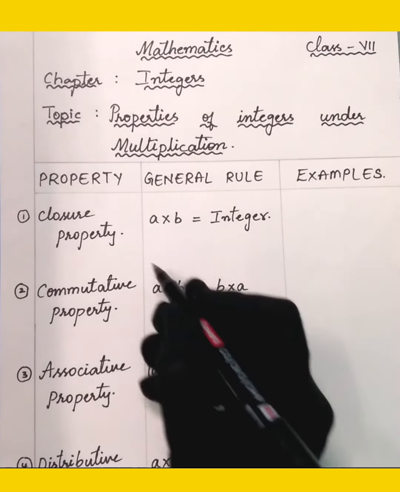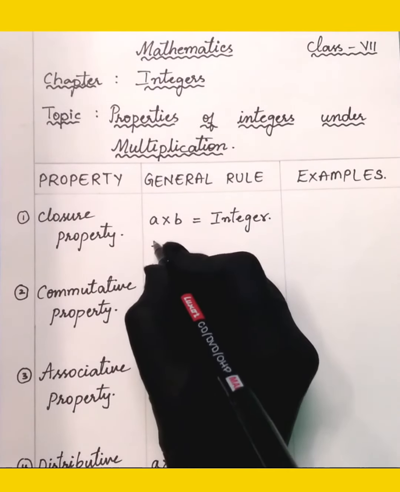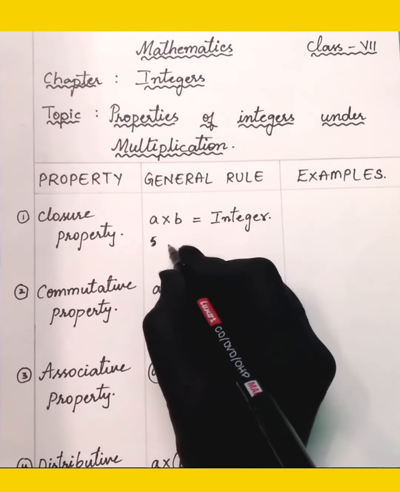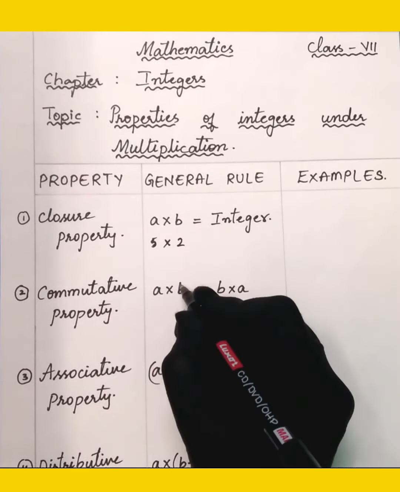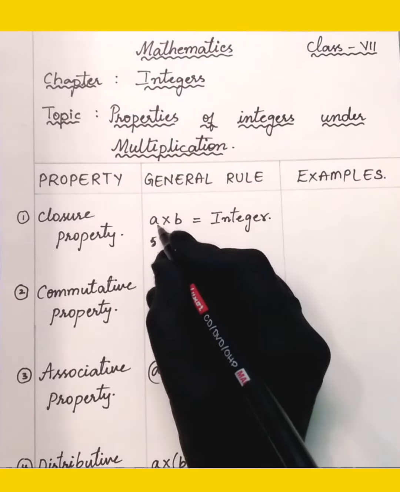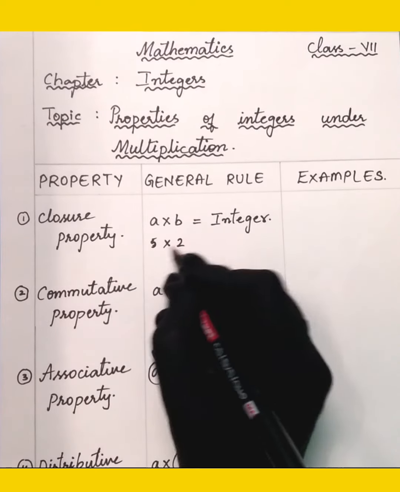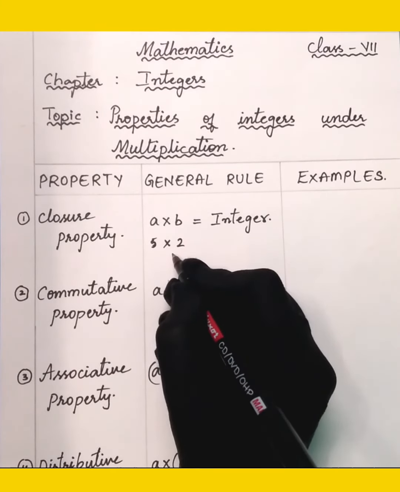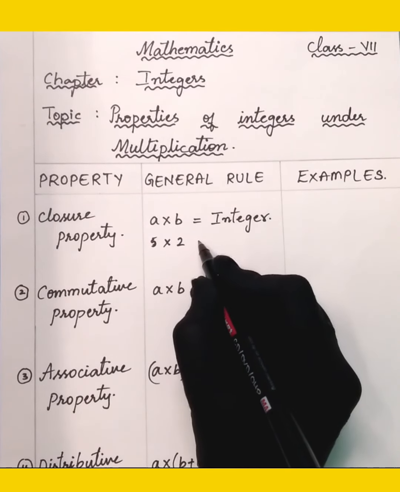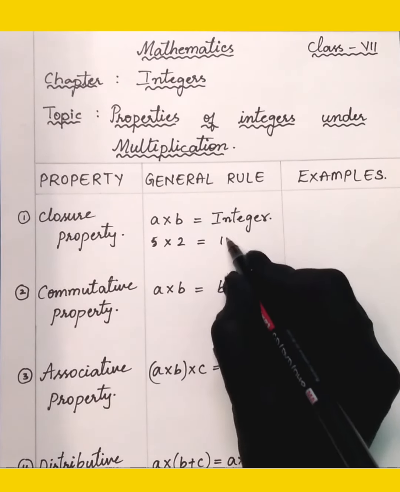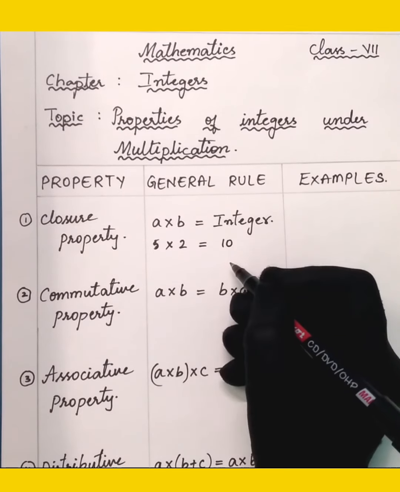Let us take an example. If a is 5 and b is 2, both are integers. When you multiply these two integers, what do we get? We get 5 2s are 10. 10 is also an integer.